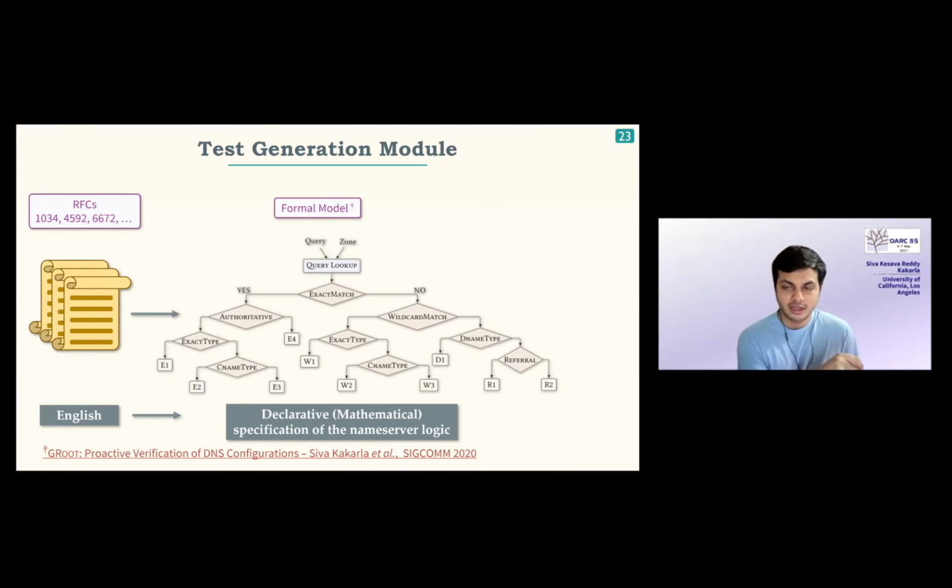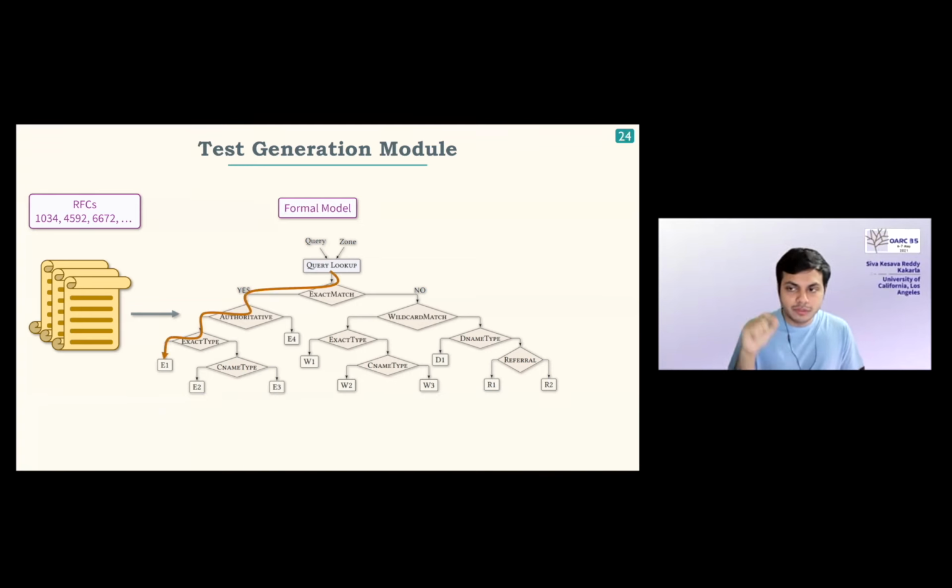So we use the RFCs, and from the RFCs, we have earlier built a formal model of the name server semantics. It's like a mathematical specification of the lookup logic. It's a declarative model of how the lookup has to happen, and we built it mainly from RFCs 1034, 4592, and 6672.